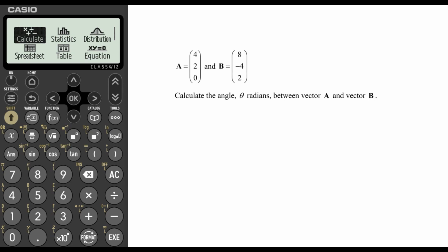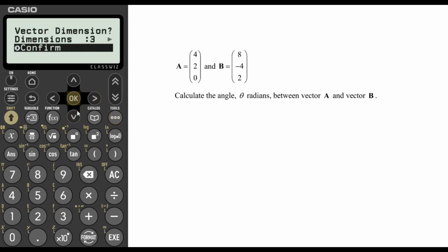We can use our calculator to calculate the angle between two vectors. In this example, we have vector A, 4, 2, 0, and vector B, 8, negative 4, 2. We have to calculate the angle, theta radians, between vector A and vector B. From the main menu, go to the vector sub menu. We want to define vectors A and B. Press tools. We will say that vector A has 3 dimensions. It's equal to 4, 2, 0.